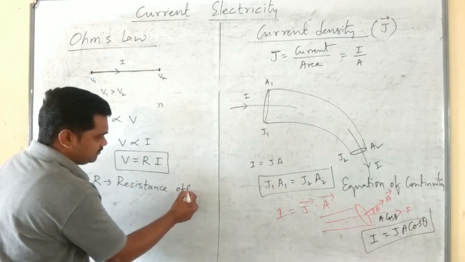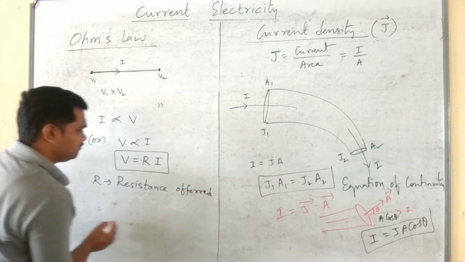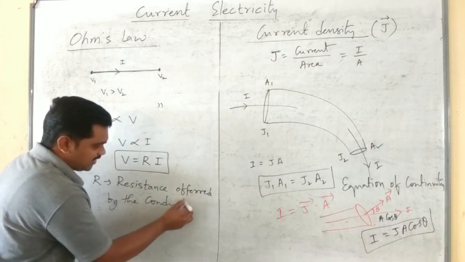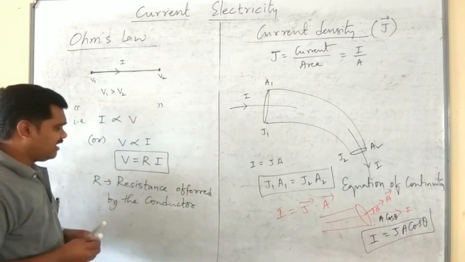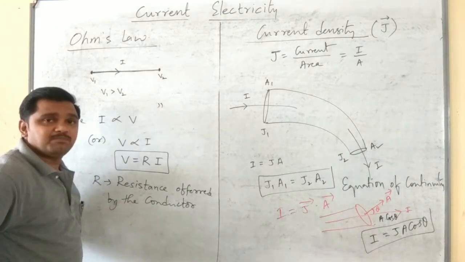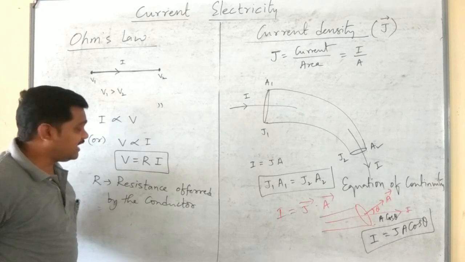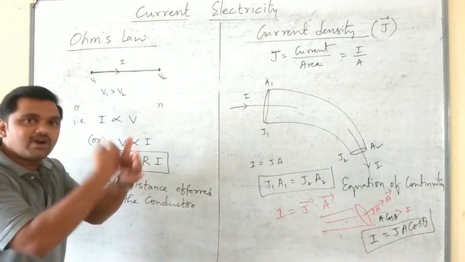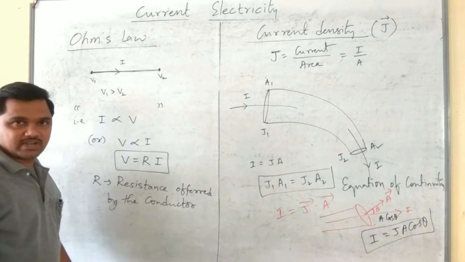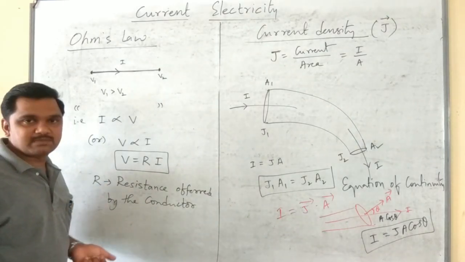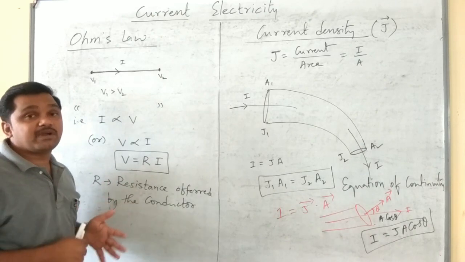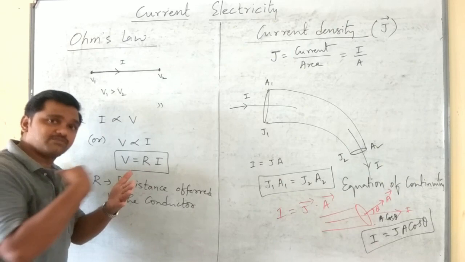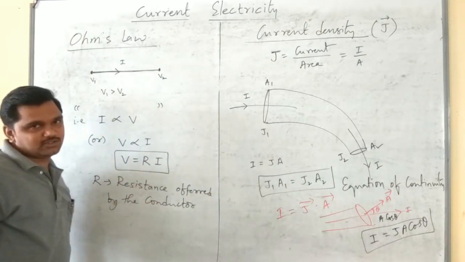offered by the conductor. Resistance offered by the conductor. However, what is this resistance? Resistance is the property of a substance by virtue of which it opposes the flow of electrical charges through it. Please remember, resistance means the opposition offered by the conductor for the flow of electrical current or for the flow of electrical charges through it.